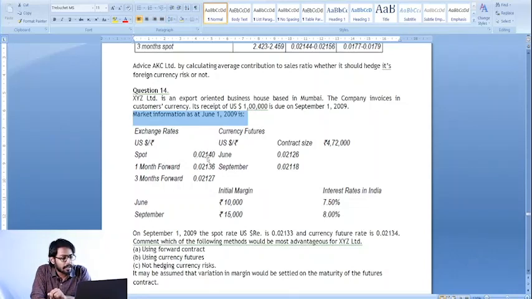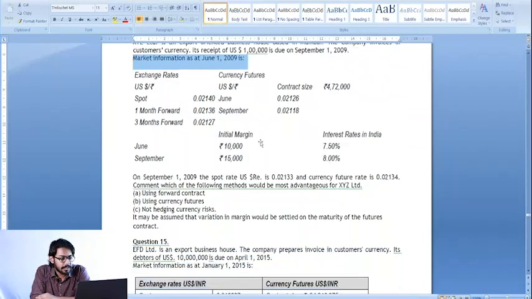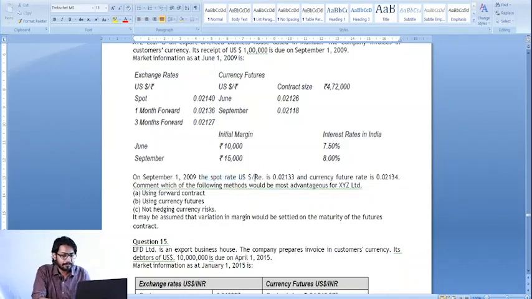Exchange rate dollar by rupee: spot is 0.02140, 1 month forward is 0.02136, 3 months forward is 0.02127. Currency futures dollar by rupee, contract size of 4,72,000 rupees: June 0.02126, September 0.02118. The initial margin for June is 10,000 with interest rate 7.5%, for September is 15,000 with 8%. On September 1st, the spot rate US dollar by rupee is 0.02133 and the currency future rate is 0.02134.